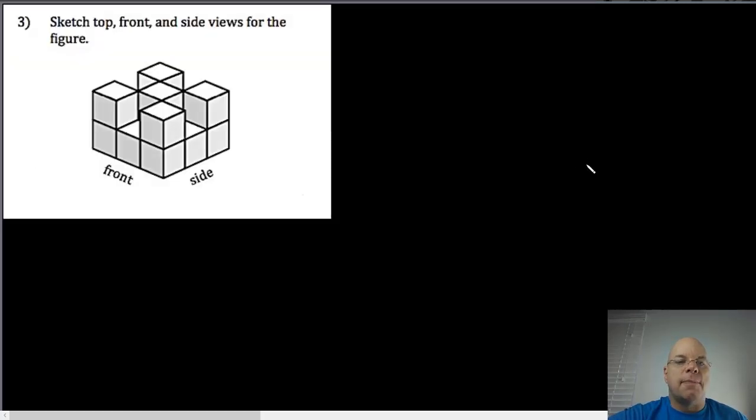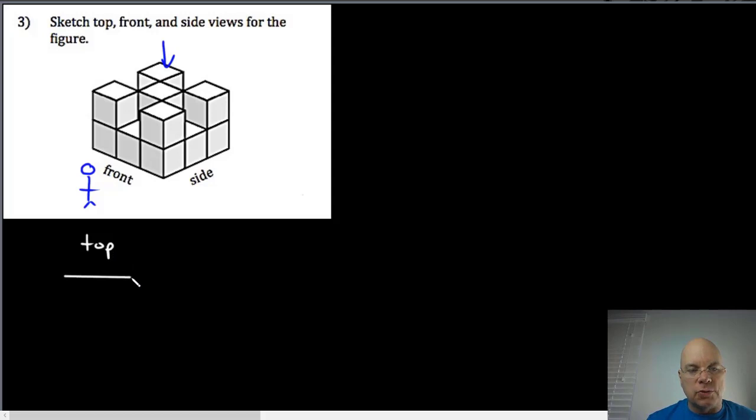Problem 3, sketch the top, front, and side views for the figure. The orientation has been provided. We're saying that this is the front, so if I'm drawing the front view, I'm looking from there. To make something clear, although this figure is so symmetric it probably wouldn't matter, you imagine you're standing at the front and looking down. That will be our top view. So when I draw the top view, I imagine I'm standing at the front and looking down at the figure. I would see a 3x3 square.